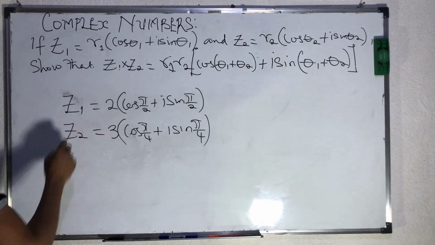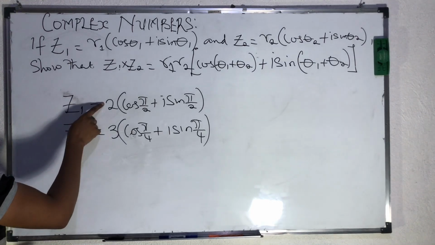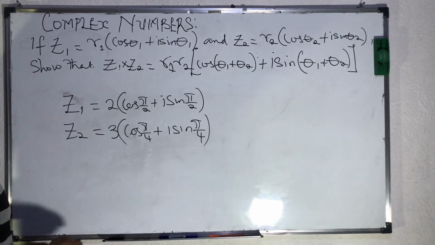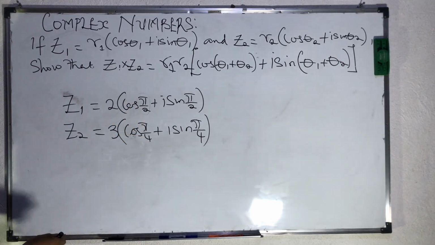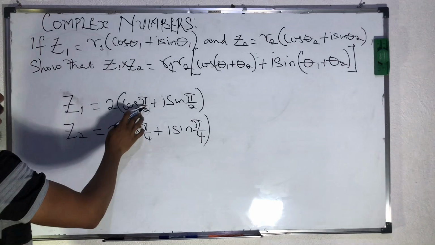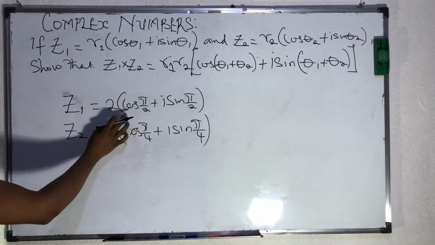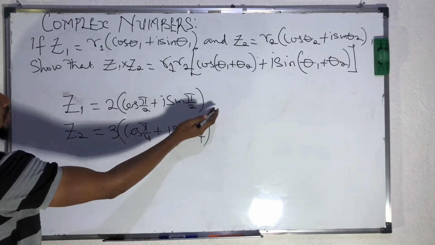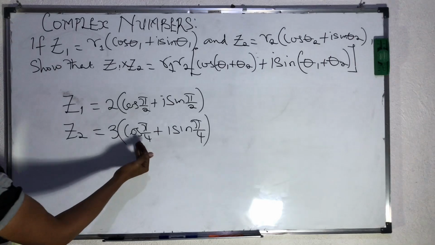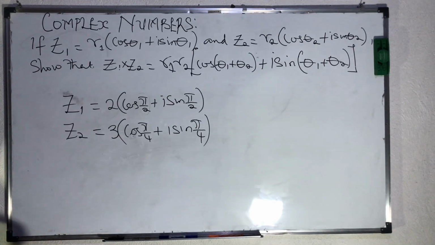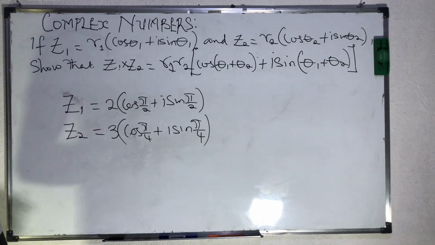These are two complex numbers in polar form, and the number outside, as this 2 is outside, is called the modulus. 2 and 3 are the moduli of these two complex numbers. The angle, which is π/2, is called the argument. Here we have the argument, and this is the real part, while this is the imaginary part. The part that contains an i is the imaginary part, while the part that does not contain an i is the real part.